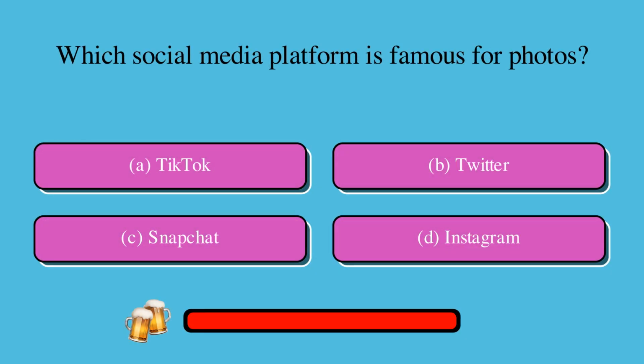Which social media platform is famous for photos? Is it A, TikTok, B, Twitter, C, Snapchat, or D, Instagram? The correct answer is D, Instagram.